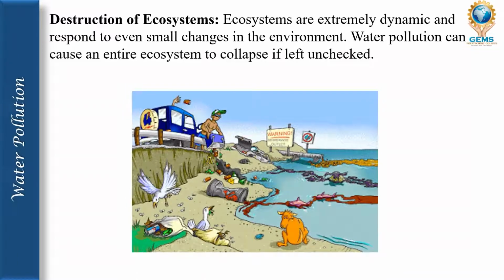The destruction of ecosystems. Ecosystems are extremely dynamic and respond to even small changes in the environment. Water pollution can cause an entire ecosystem to collapse if left unchecked. That is how it happens. In the video we saw that after the water has been polluted by toxic chemicals mixed in the water, the fishes and the aquatic creatures that live inside the water might be affected because of that.